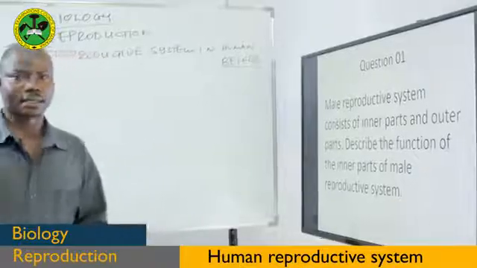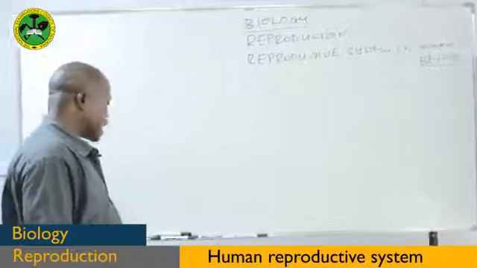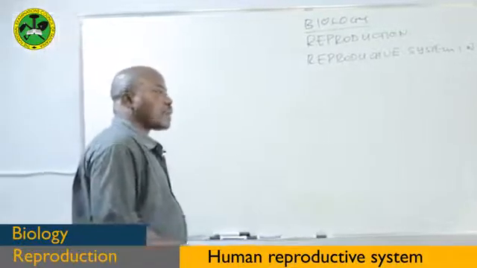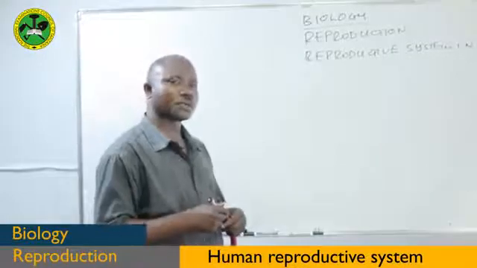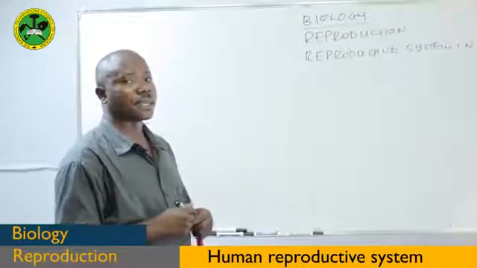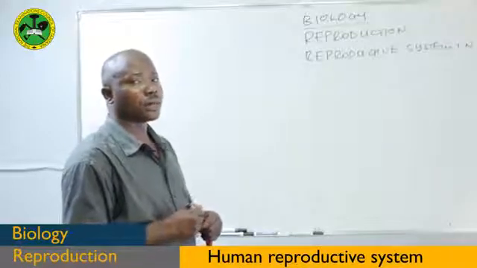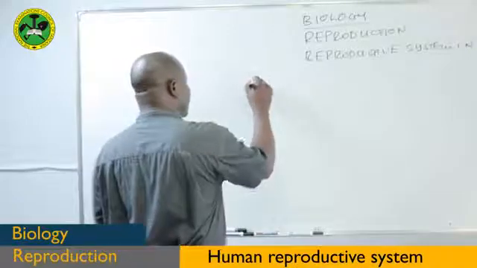My dear students, if you see that the question is asking you to describe the function of the inner part of the male reproductive system, what you are supposed to do here is to identify the inner part of the male reproductive system and explain the function of each part. For instance, there is the testis.